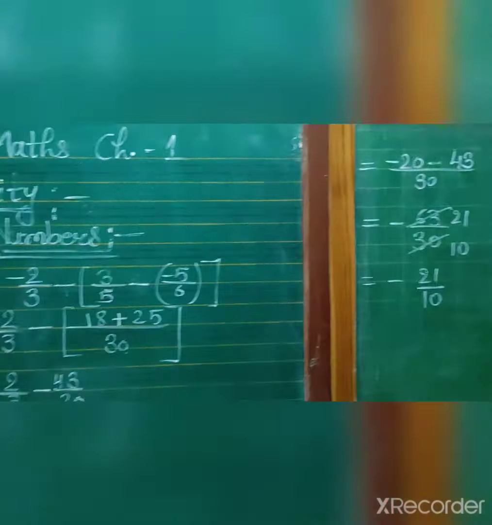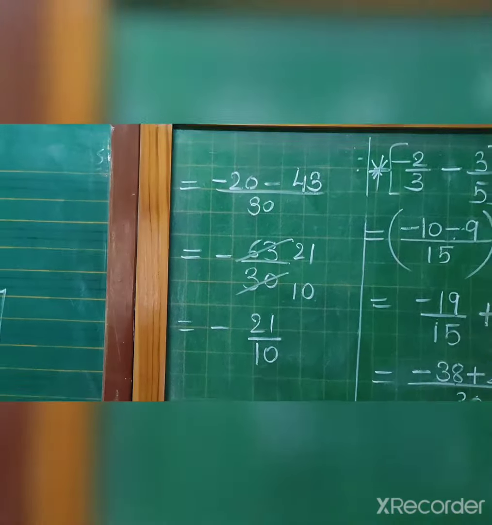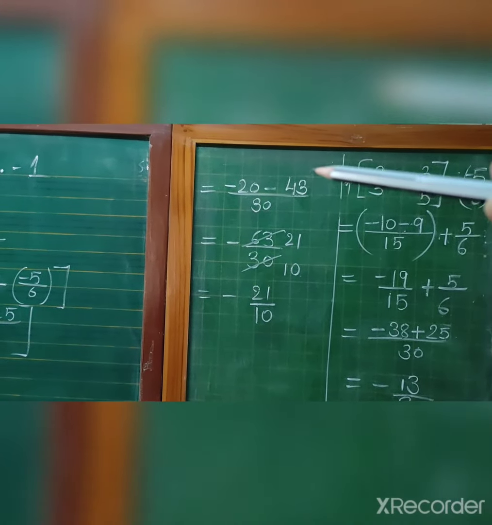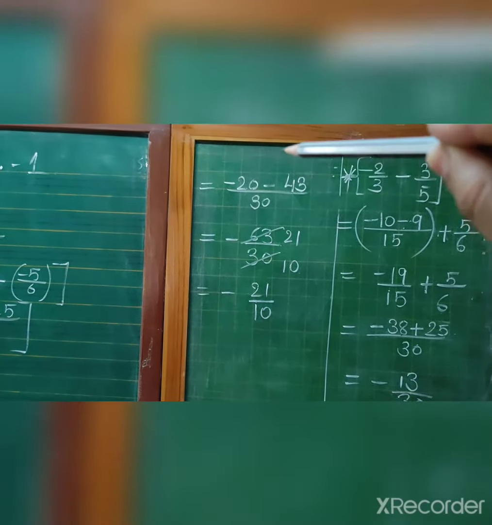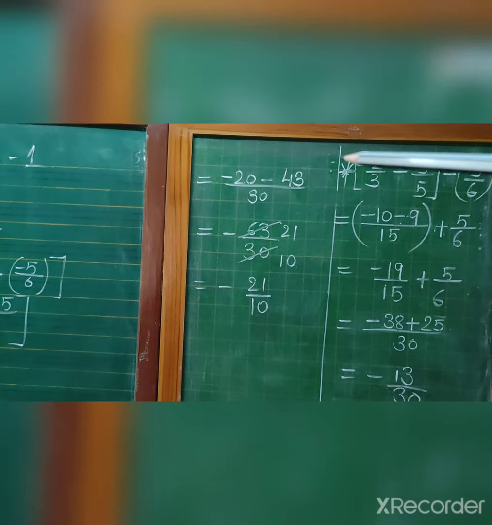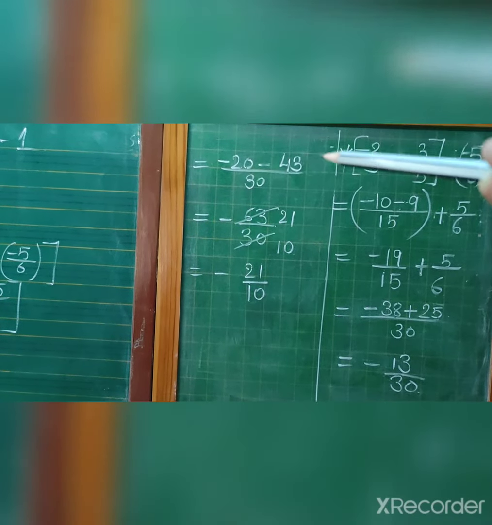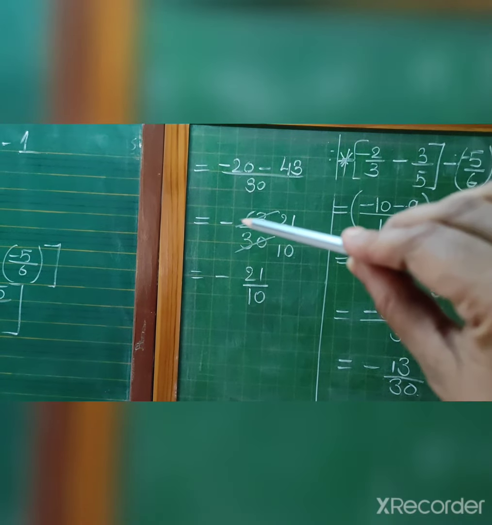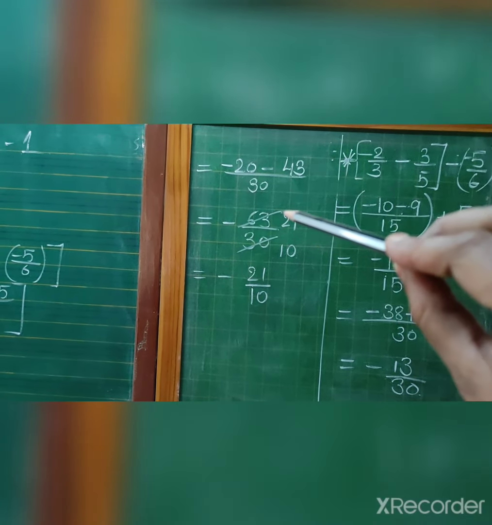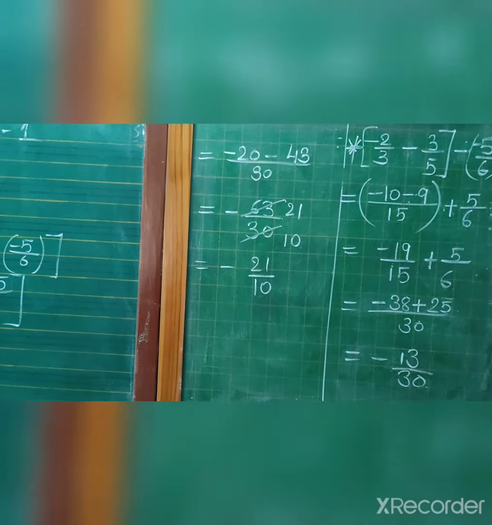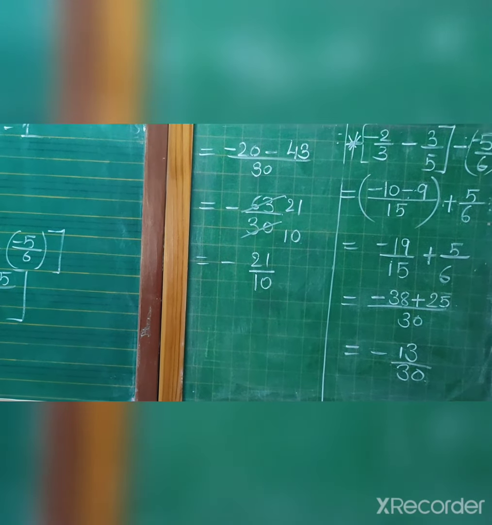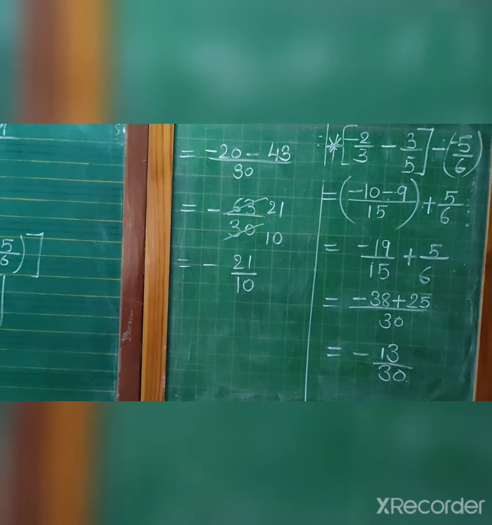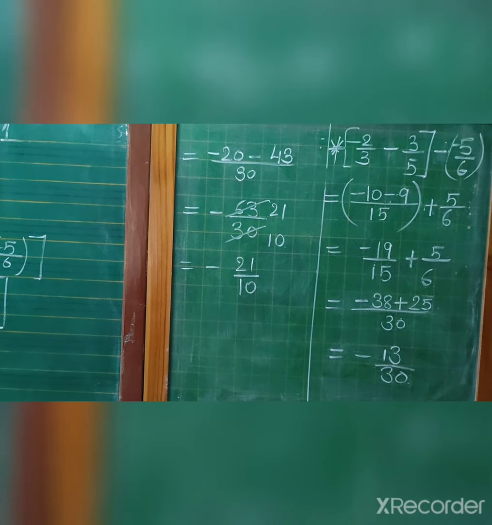LCM of 3 and 30 is 30. You can see here, when you divide 30 by 3, 10 times, it is divisible, and 10 2s are 20, and 30 by 30, 1 time, so minus 43 is as it is. So when you add two negative numbers, negative sign, 63 upon 30, divisible by 3, so minus 21 upon 10.